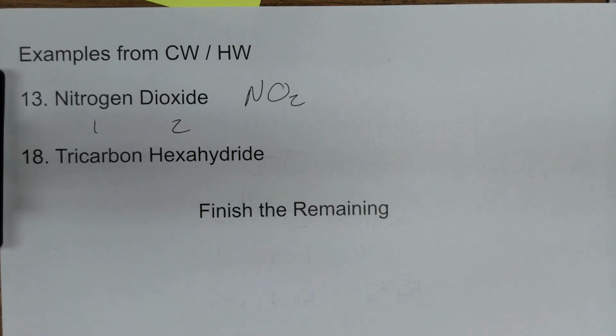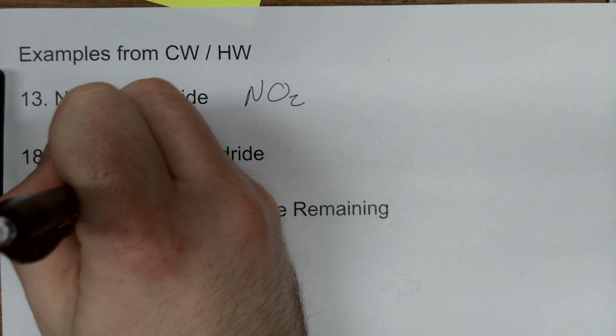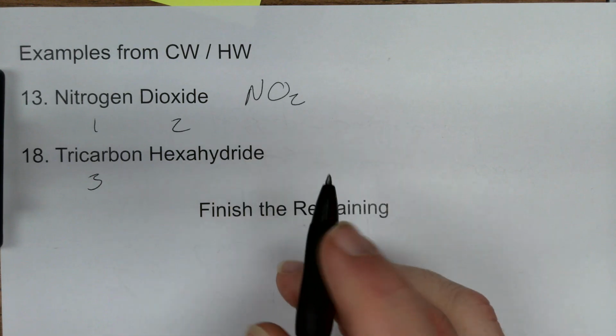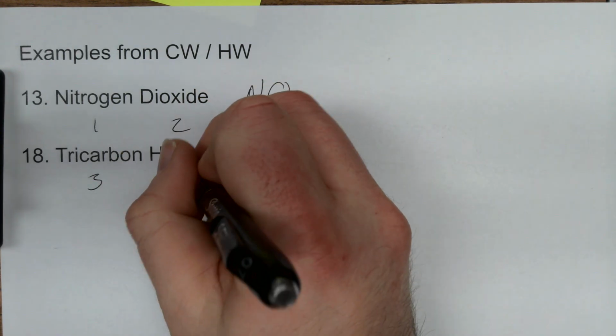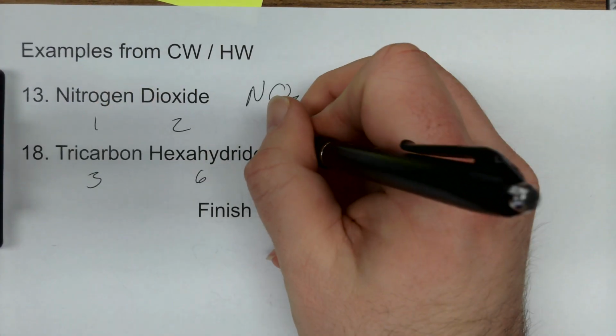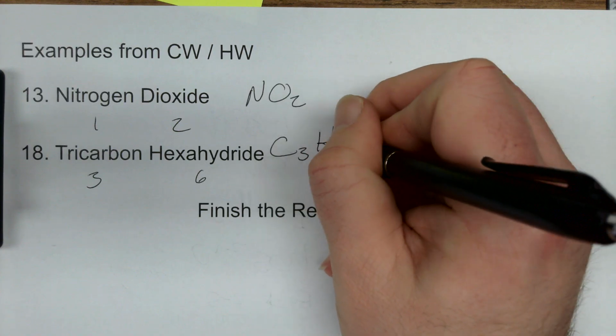Number 18. Tricarbon hexahydride. How many carbons do I have? 3. How many hydrogens do I have? 6. C3H6.